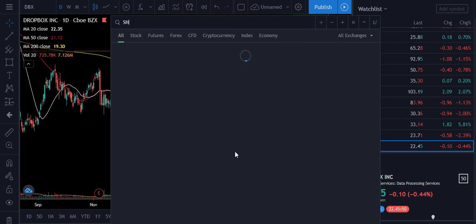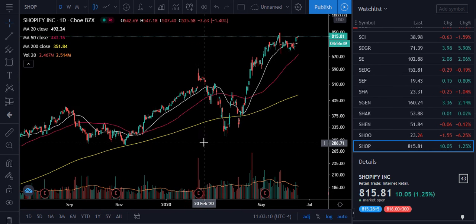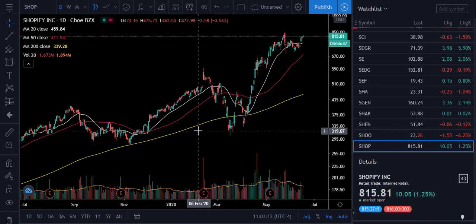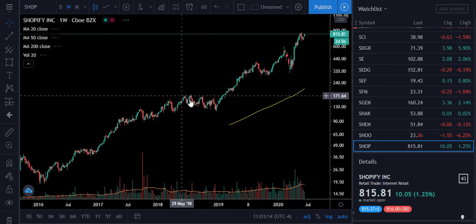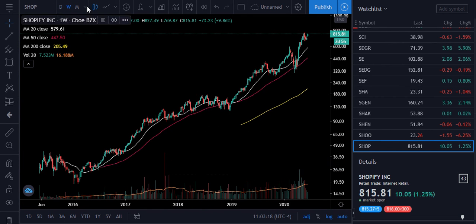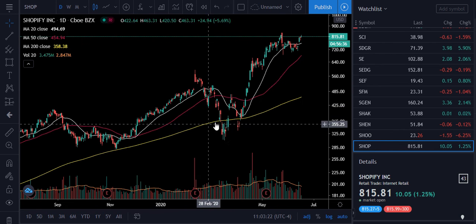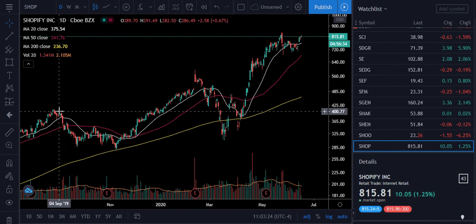The next name on the list is Shopify. Shopify has been in a very clear accumulation phase. If we look at the weekly, it's been a monster of an uptrend since IPOing June 2015. And this is the type of stock you want to be in. Good volume on the upside, higher highs, higher lows. This is textbook stage 2.